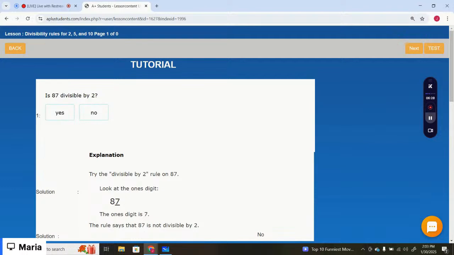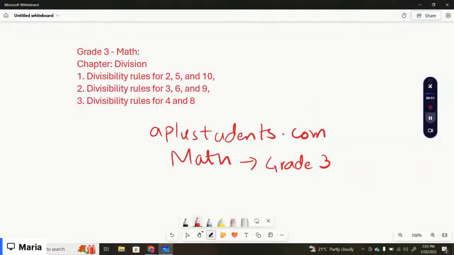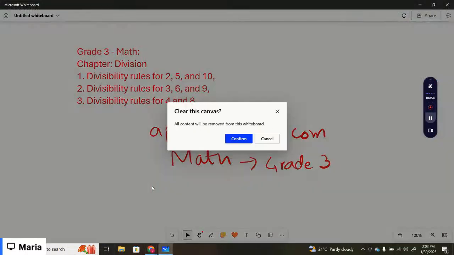For example, the first one we are on right now is: is 87 divisible by 2? To see that, you need to learn the divisibility rule for 2. The divisibility rule for 2 is that the ones digit is either 0, 2, 4, 6, or 8. I'm going to write the divisibility rule for 2 over here. You can note it down in your notebook. Make sure when you are working with math, you have your notebook and pencil, because you cannot do math orally without a notebook and pencil.